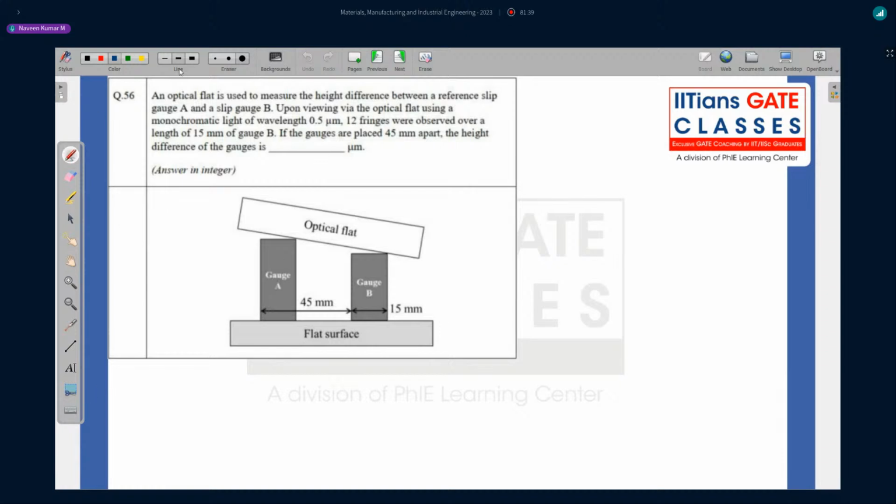This is a simple question actually. If you know the formula, you can easily apply. If you do not know the formula, there is no point in doing this question. Okay, the formula is very simple. We'll discuss this. What is that?